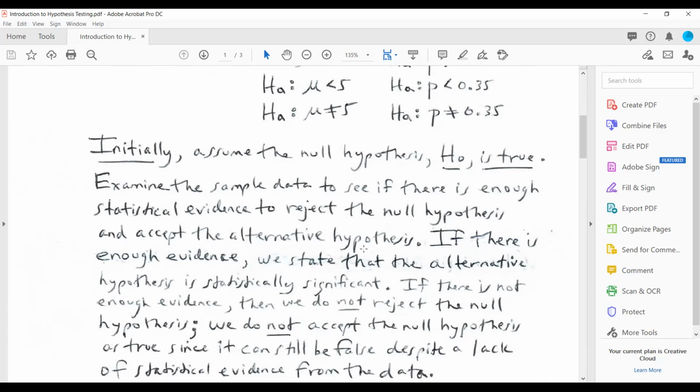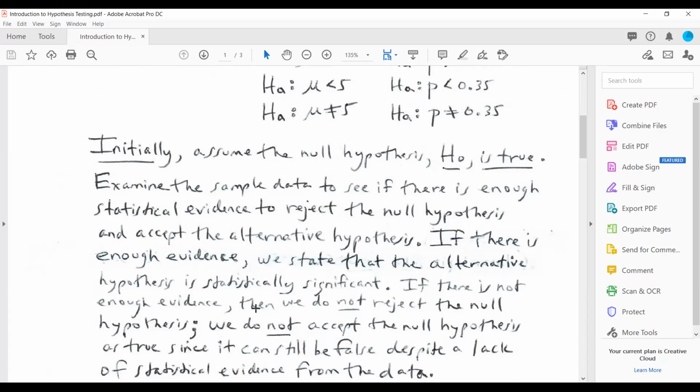So we would say accept the alternative hypothesis. So if there is enough evidence, we state that the alternative hypothesis is statistically significant. That's another term for accepting the alternative hypothesis, is that if there is enough evidence and we reject the null hypothesis, we will be basically saying that the alternative hypothesis is statistically significant, meaning that there's enough evidence to say that the competing hypothesis is probably correct.